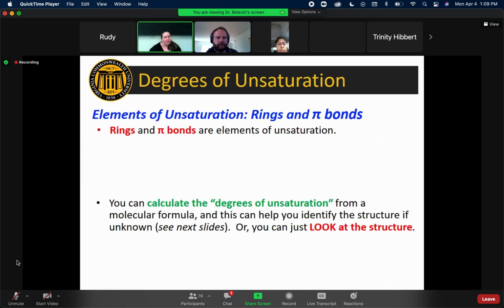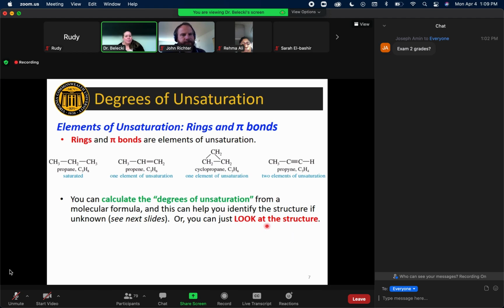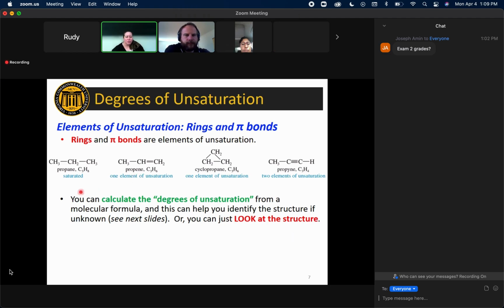So here we go. First thing is looking at the structure and being able to see what's going on. And that's, again, counting the rings and the pi bonds. And this is going to be a lot easier than the alternative of calculating the degrees of unsaturation from the molecular formula, but we will go over that over the next couple of slides also. So if we just want to look at the structure and determine the number of degrees of unsaturation, I put up this series of C3 molecules in order to show you some examples here.